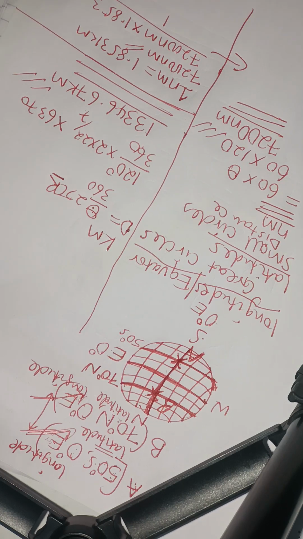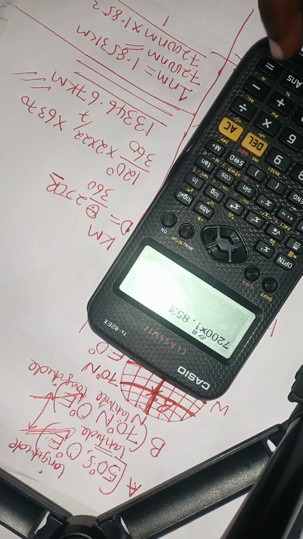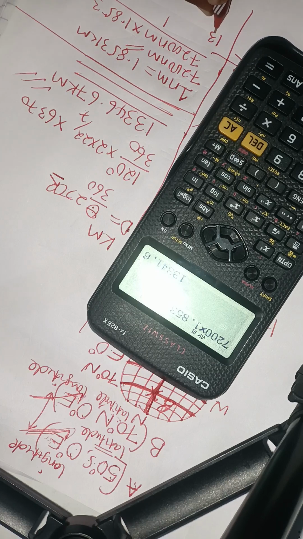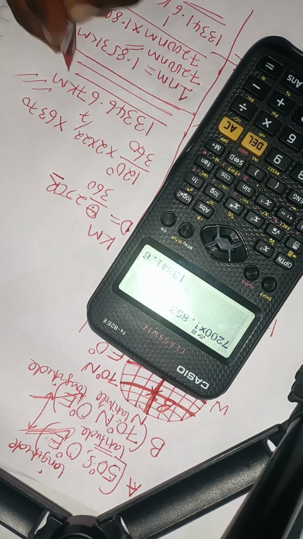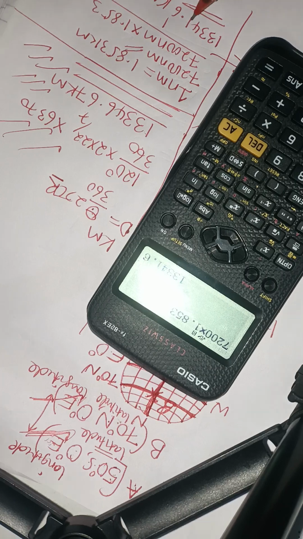So we have 7,200 multiplied by 1.853. So we shall get 13,341.6. So almost closer to the answer we have actually gotten in this case here. So someone can do that, but unless the question asks you to do that, please use the formula to get the distance between the 2 points in kilometers.